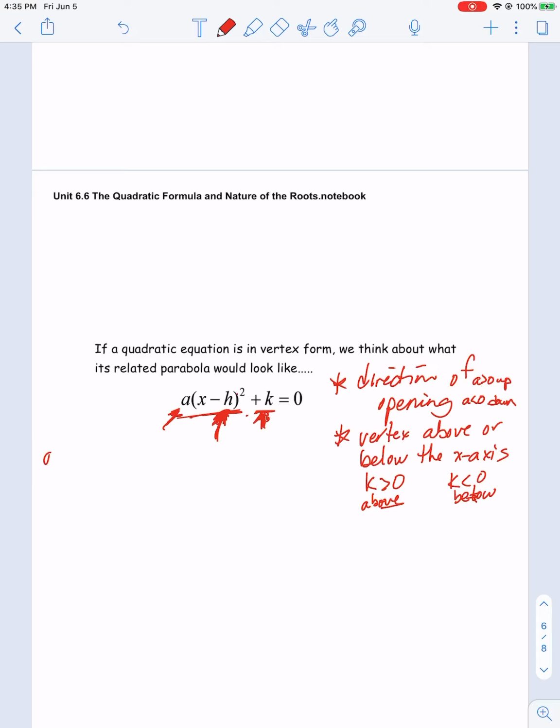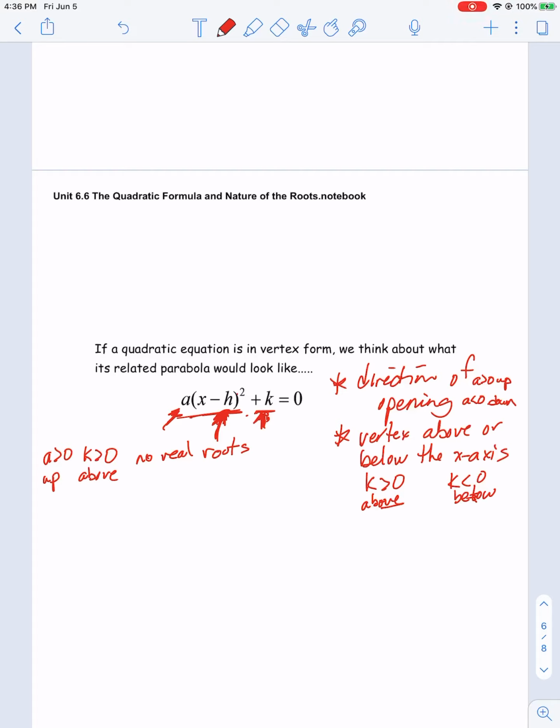So let's say A is greater than 0 and K is greater than 0. How many times is that parabola going to cross the x-axis? So it's opening up and it's above the x-axis. What do you got for me? Hopefully you said no real roots. H doesn't matter.